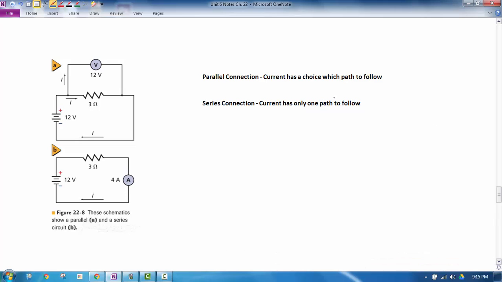Okay, the next thing you want to know is parallel and series connections. In parallel connections, current has a choice of which path to follow.